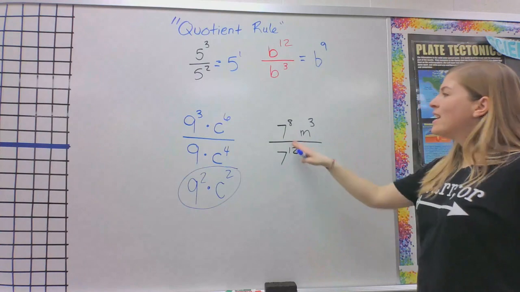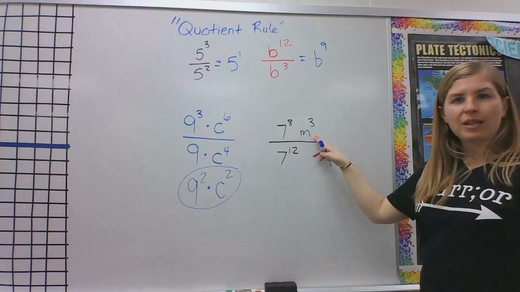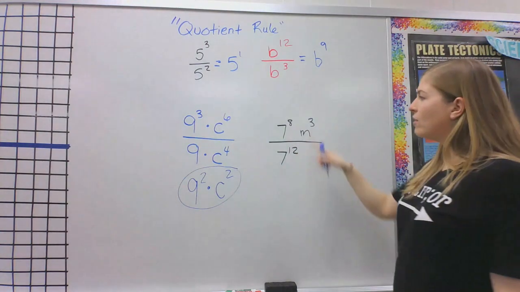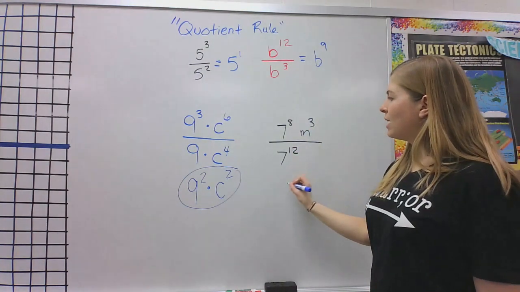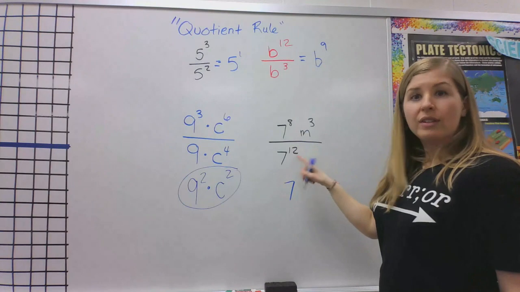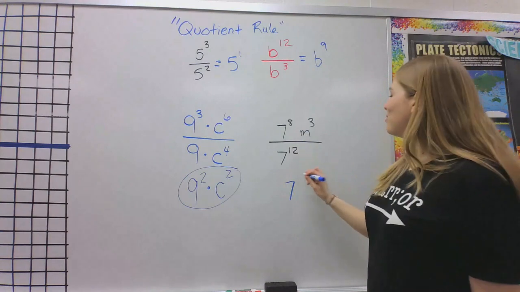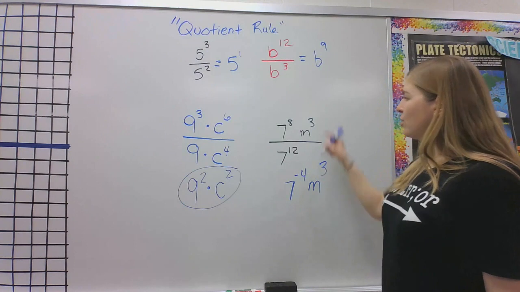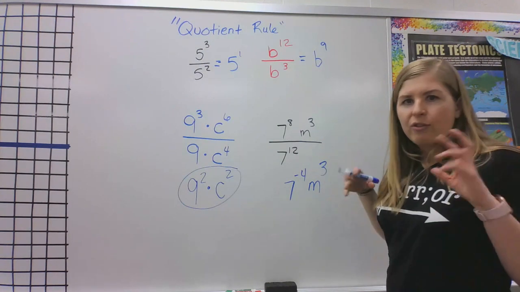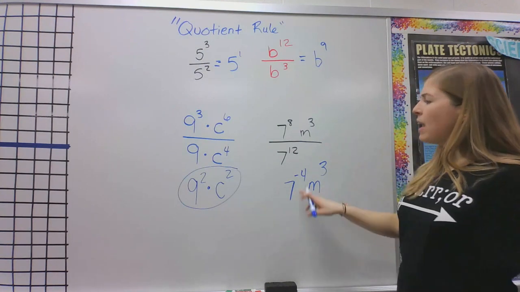And our last one here, 7 to the 8th power times m to the third divided by 7 to the 12th. We can subtract 8 minus 12, which would be negative 4, and then this would be m to the third, because there's nothing else to subtract from or combine to.